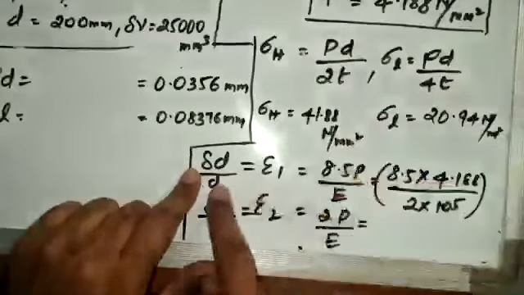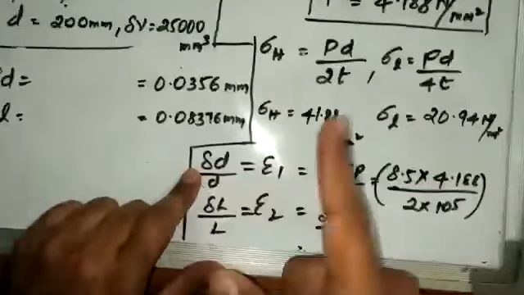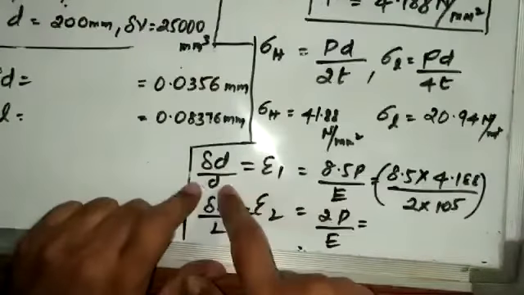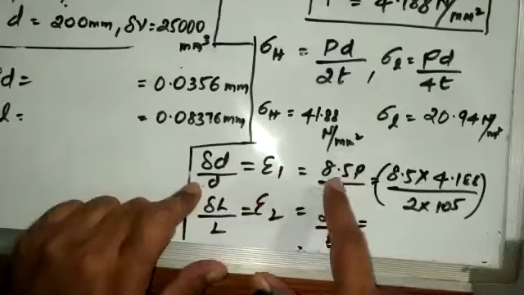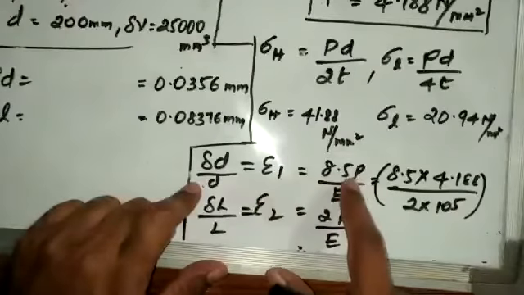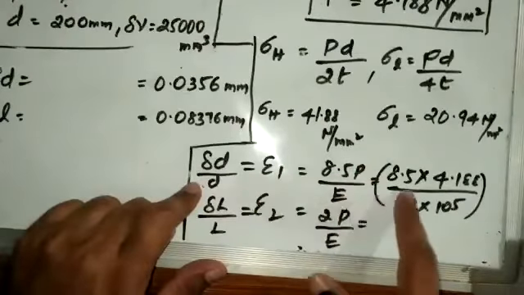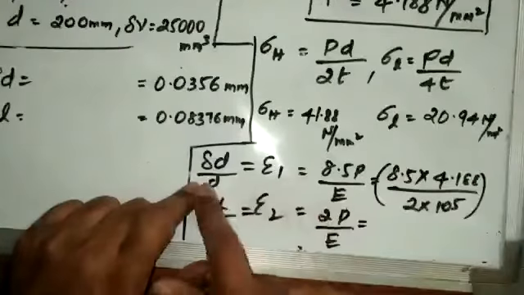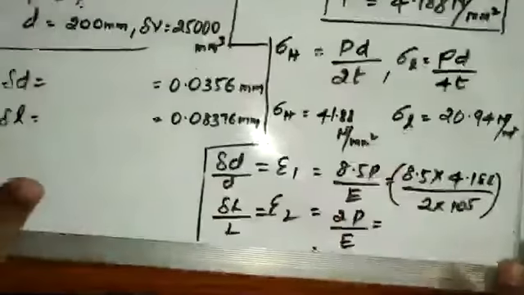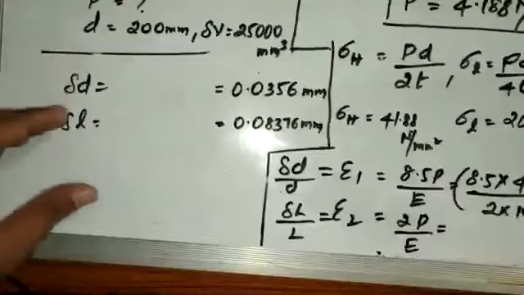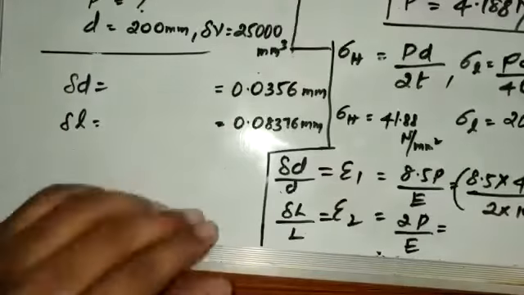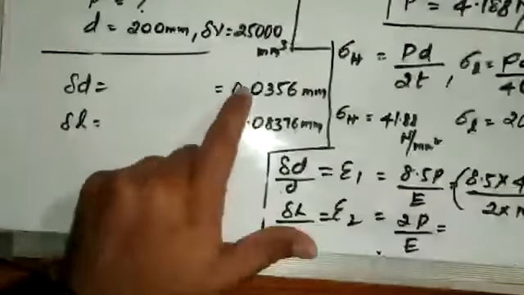After calculating P, we have taken this, going back to the same formula, change in diameter by original diameter, that is epsilon 1, 8.5 P upon E. So we are taking this and then multiplying with the D, then we'll get the change of diameter as well as the change of length. Are you getting these values?